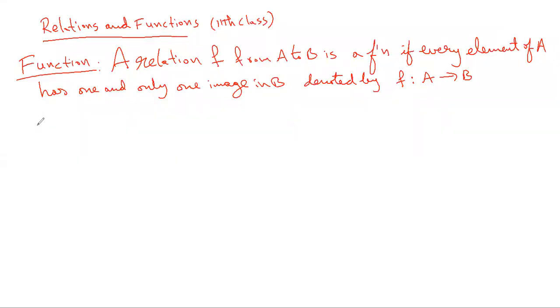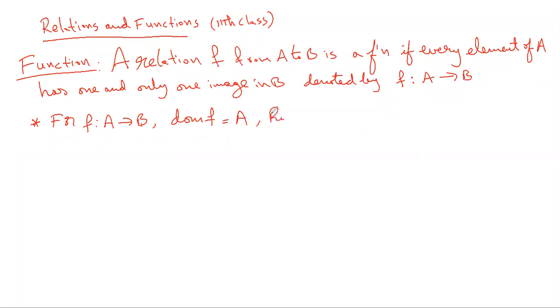So for f from A to B, the domain of f equal to A. Because when it is a function, automatically there is a restriction that every element of A should be engaged. Automatically, the set of all engaged elements in the first set is the first set itself.